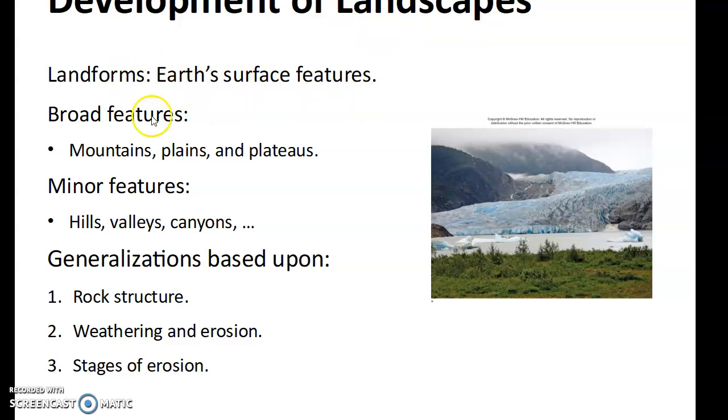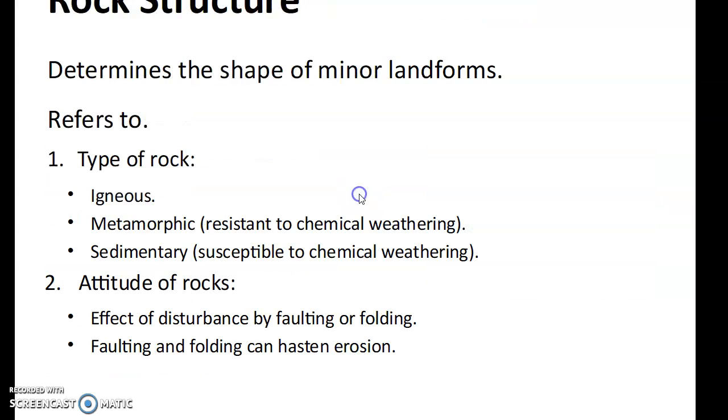Development of landscapes. Landforms are the Earth's surfaces. The broad features are mountains, plains, plateaus. Minor features are hills, valleys, canyons. Whether it's a mountain or a hill depends upon where you are. A mountain here in the Ozarks would be a hill in West Virginia or in the Rockies. Generalizations are based upon rock structure, weathering and erosion, and stages of erosion.